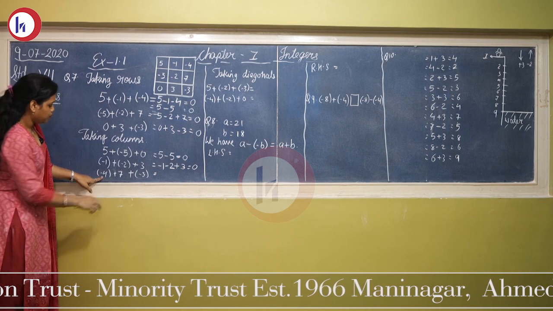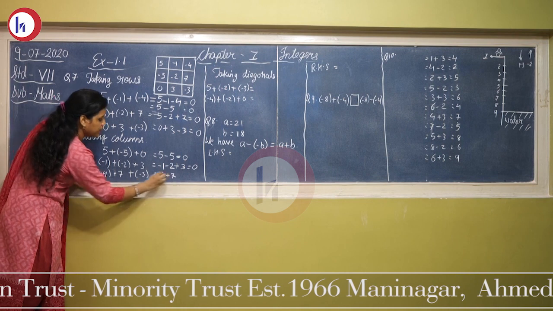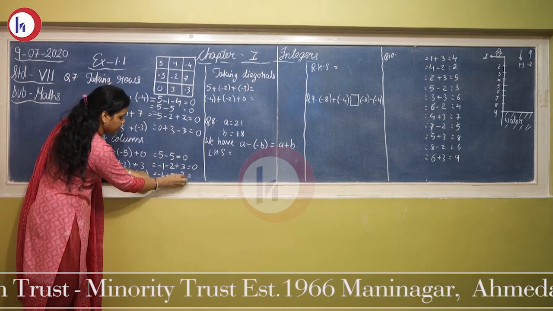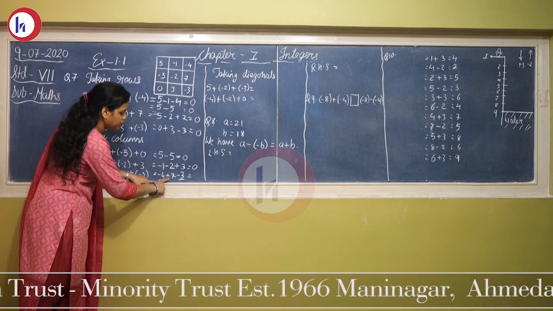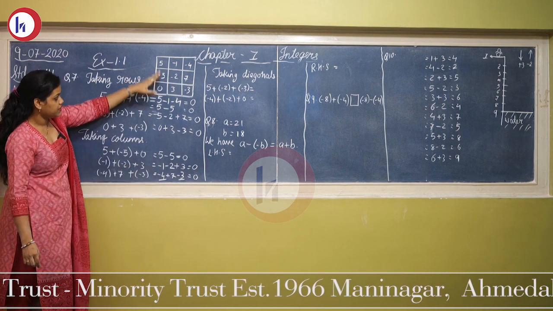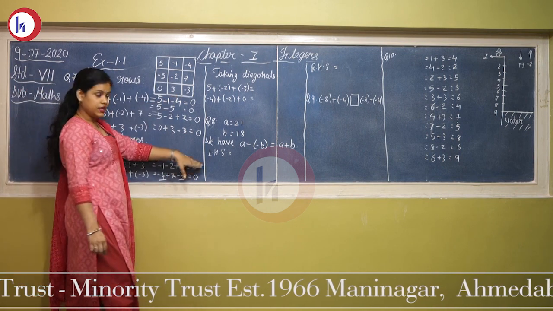Last part, minus 4 plus 7 plus multiply by minus will be minus 3. So here minus 4 and minus 3, minus 4 minus 3 will give you minus 7. Minus 7 plus 7 is going to be again 0. So up till here you can see that it is coming as a magic box because all the answers you are getting are 0, that is equal.